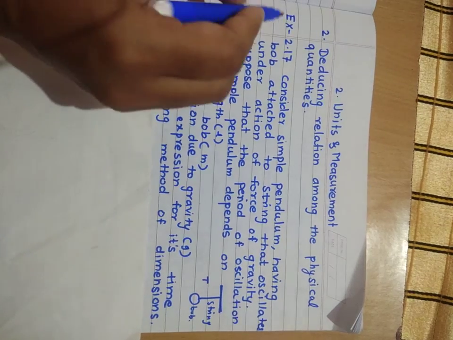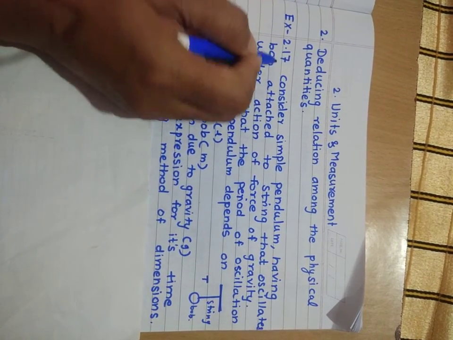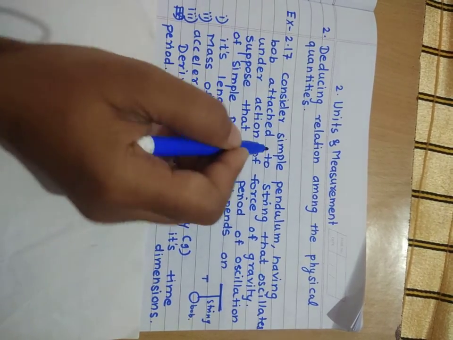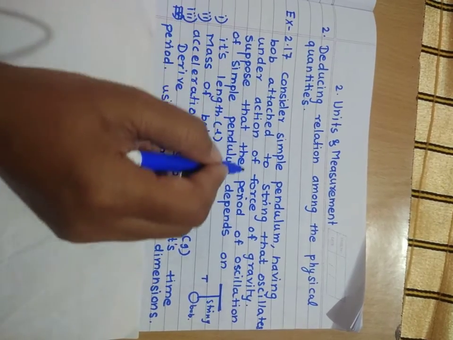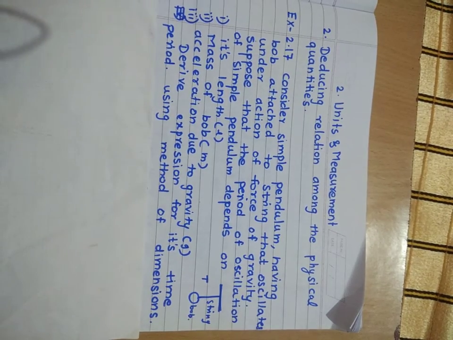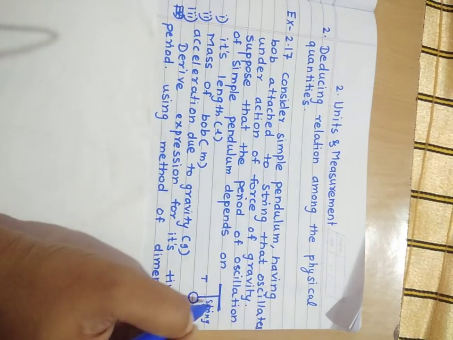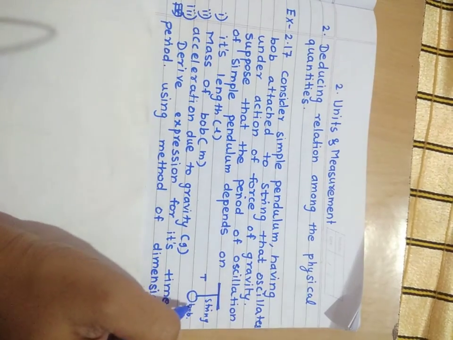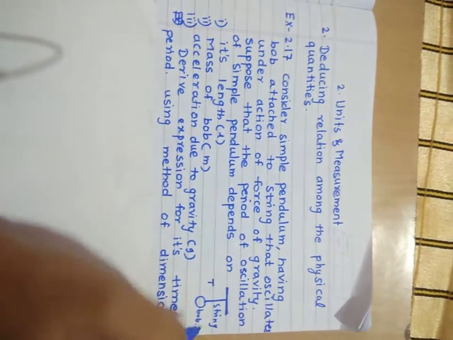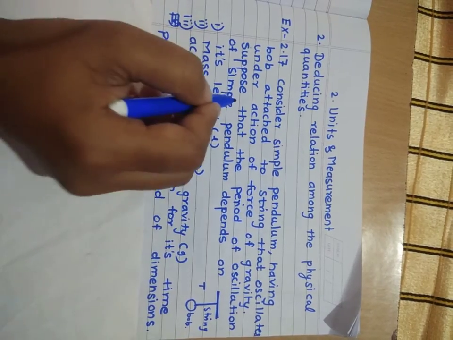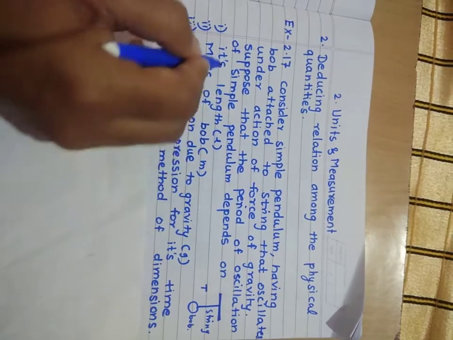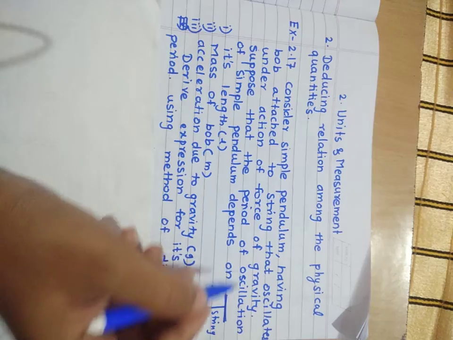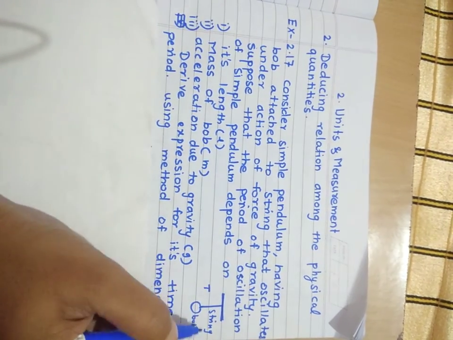For that we are taking here Example 2.17 from your textbook. Consider a simple pendulum having a bob attached to a string that oscillates under the action of the force of gravity. See, it is a string and here this metal ball that we are considering, it is the bob. It oscillates under the action of the force of gravity. Suppose that the period of oscillation of the simple pendulum depends on... Period means what? The time taken by the particle to complete one oscillation.